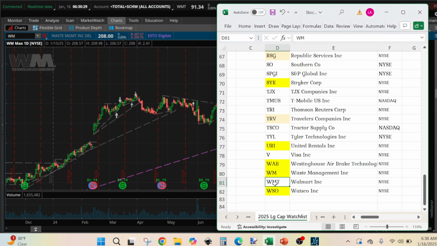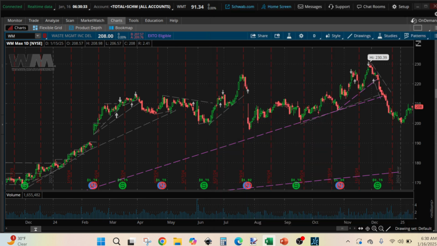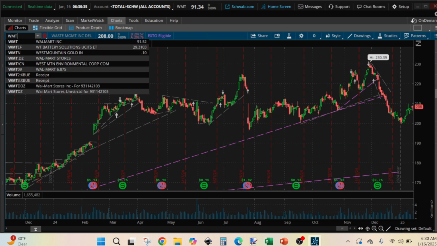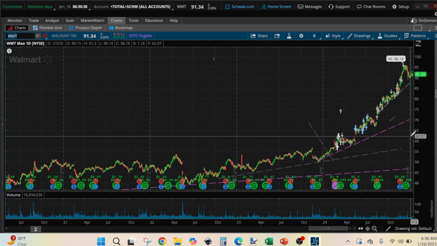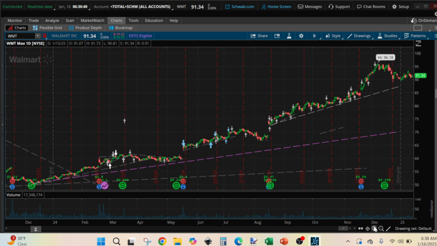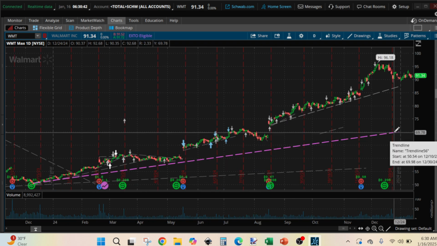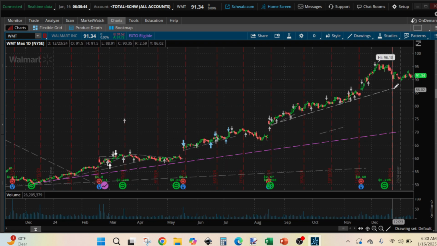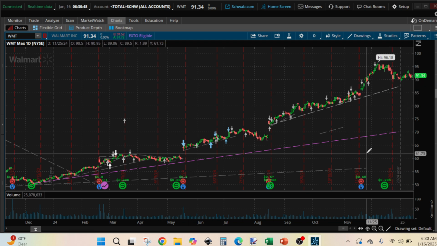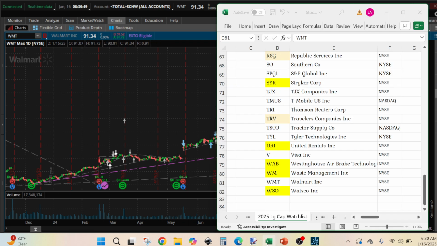The next one is WMT. WMT, we are going to buy at this trend line, but right now it is following this trend line. It's not going down yet. The next one is WSO.